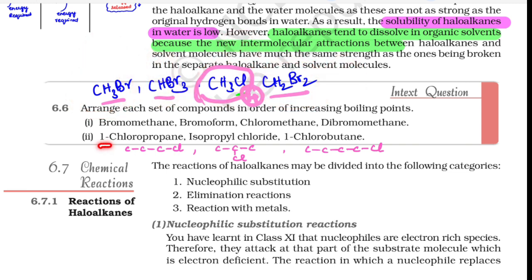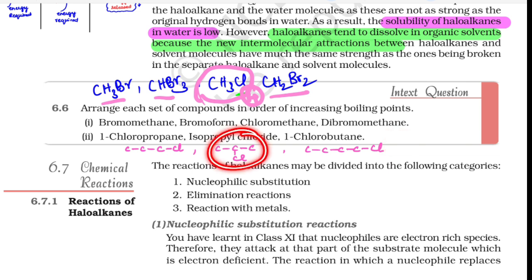Next is 1-chloropropane, isopropyl chloride, and then 1-chlorobutane. 1-chloropropane means 3 carbon atoms and 1 halogen, that is chlorine, is attached. Isopropyl chloride has 3 carbons, and you can see 1 branch is present. And then 1-chlorobutane. Butane means 4 carbon atoms are there and 1 chlorine is present. So here 3 carbon, 4 carbon atoms are present. Therefore the mass will be high here. So this is number 1. The boiling point will be high here.